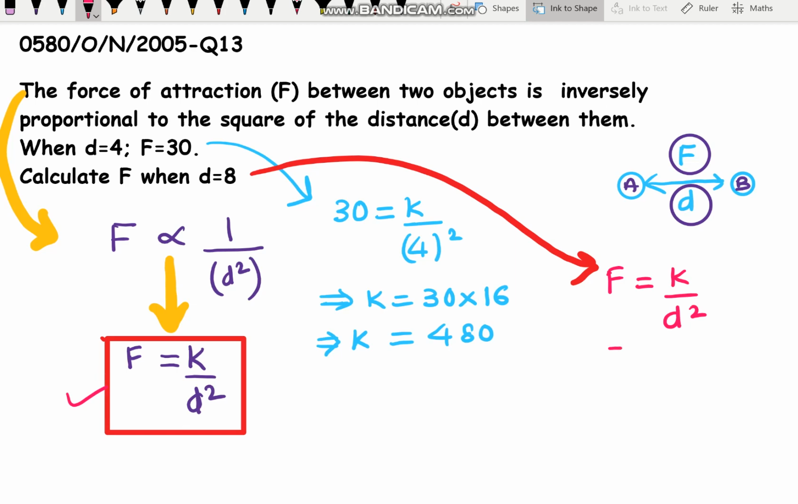They've told me calculate F, so F is unknown. K is 480 divided by d square. They said d is 8, so d square is 8 square, which is 64. And when I use a calculator, I find that my answer is what? Pause the video. Okay, fine. It's 7.5. So the force is equal to 7.5. This is how you will solve your questions which are based on inverse proportion. So that's all in today's video on inverse proportion.